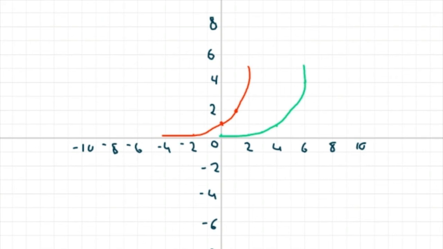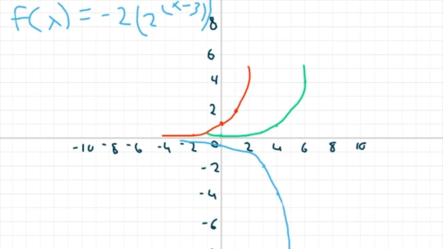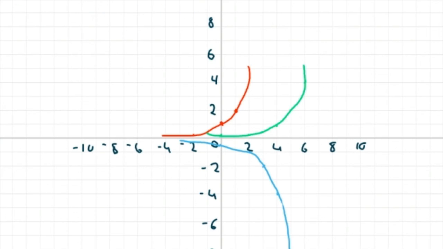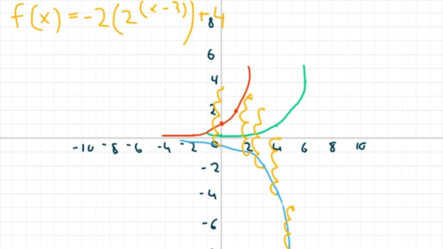Now you will graph f(x) equals negative 2 times 2 to the power of (x minus 3). For this transformation, the y values we got from the previous graph will be multiplied by negative 2. Since this a value is negative, there will be reflection on the x-axis. Now to get the final graph of f(x) equals negative 2 times 2 to the power of (x minus 3) plus 4, we need to shift the graph up by 4. And with this, we have the final graph.